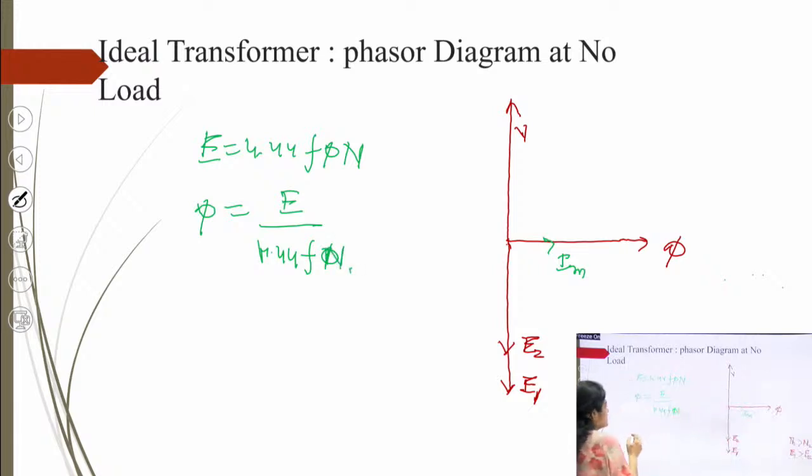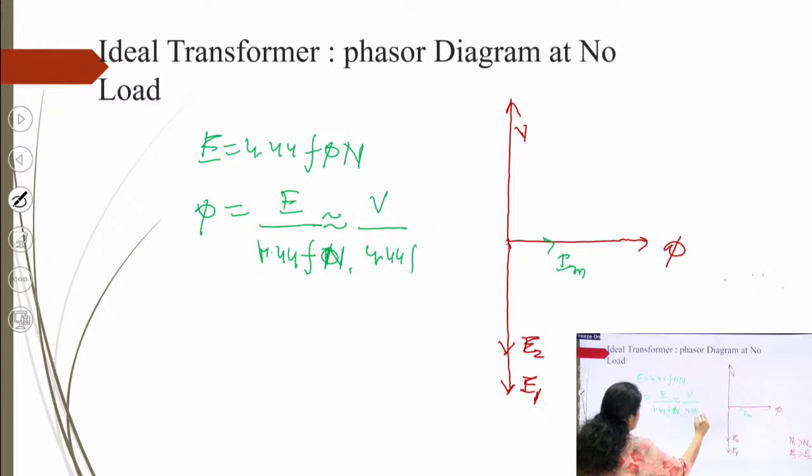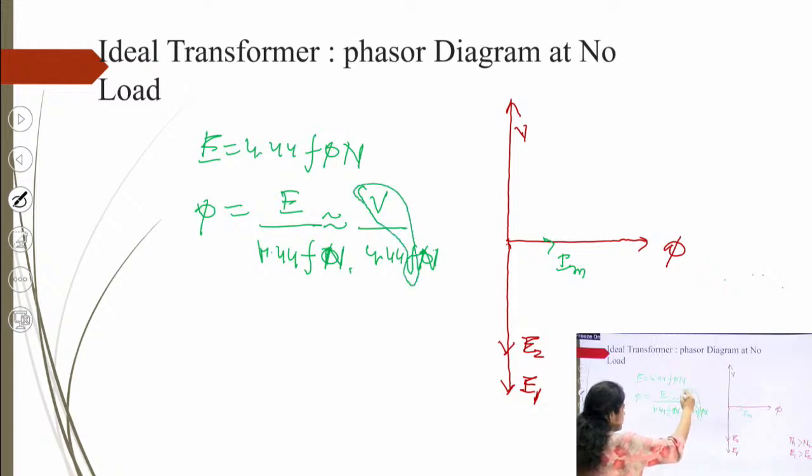Right. So, in this case, E is equal to V, which is 4.44 f phi N. You can see the input voltage is constant and the frequency is also constant, so your phi remains constant in the core. To produce that much flux, you need some magnetizing current.